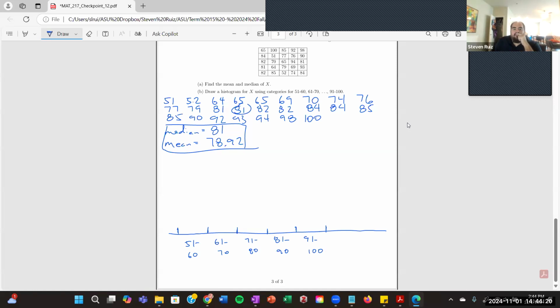And what are my frequencies? For 51 to 60, let's make sure what's the most I'll need? So the 50s is going to be 2. I guess we can make some notes down here. 2. For the 61 through 70, 1, 2, 3, 4, 5. 71 through 80, 1, 2, 3, 4. 81 through 90, 1, 2, 3, 4, 5, 6, 7, 8, 9. That's got to be it. And then 91 through 100, 1, 2, 3, 4, 5.